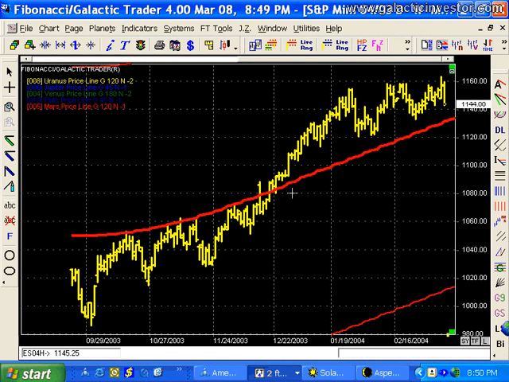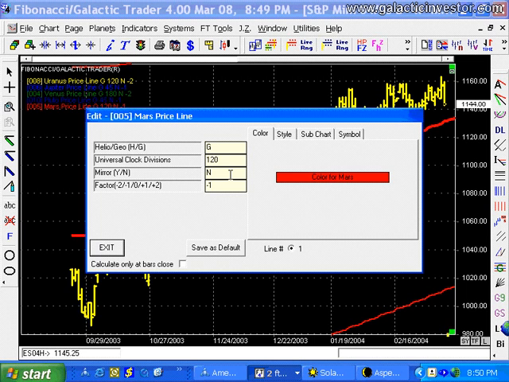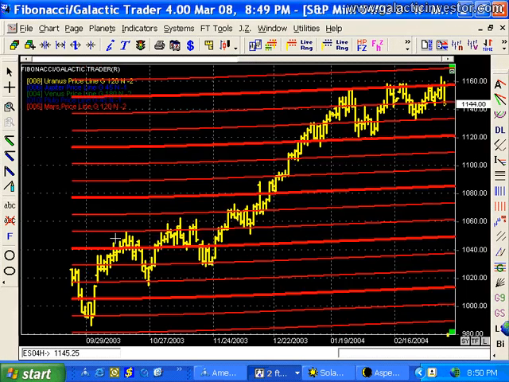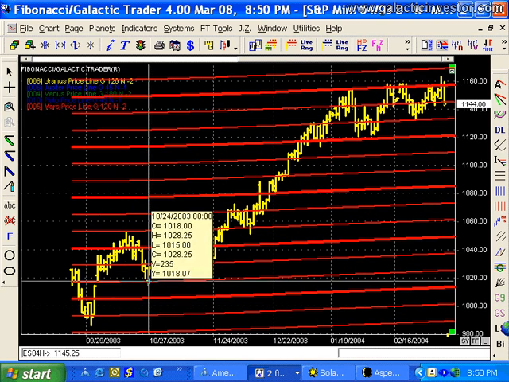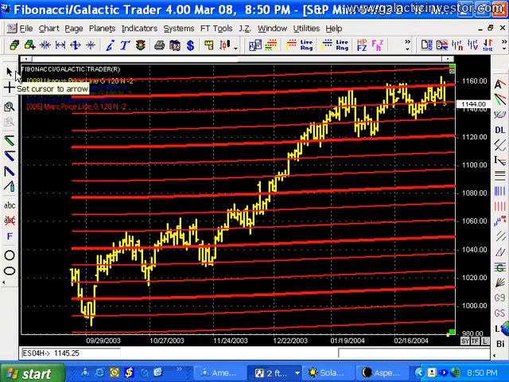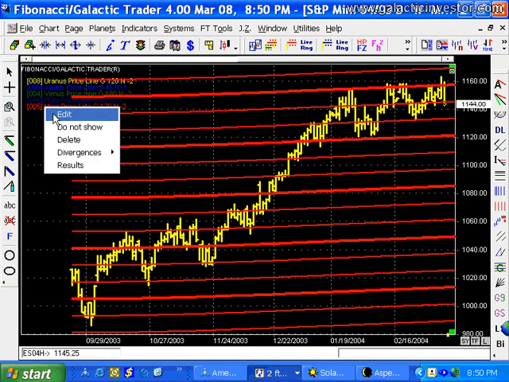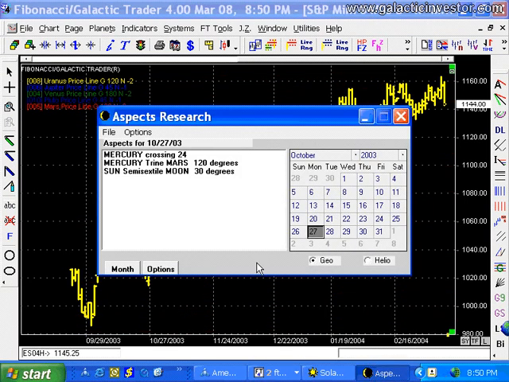This thick Mars line, by the way, is the Mars 360 line. Anytime you see the line that's thicker, that held as resistance, by the way, in September and October very well. But let's change the factor here to minus 2. So now the Mars lines are 12 points apart. And once again, it was not close enough. So let's hide that. Let's go back.